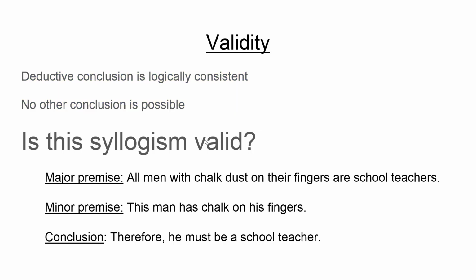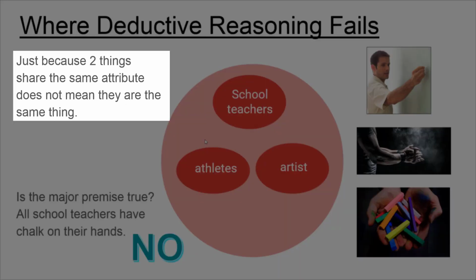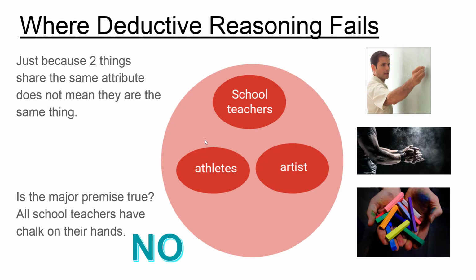So let's apply this to Sherlock Holmes' conclusion. All men with chalk dust on their fingers are school teachers. This man has chalk on his fingers. Therefore, he must be a school teacher. This is invalid. Just because two things share the same attribute doesn't mean they're the same thing.